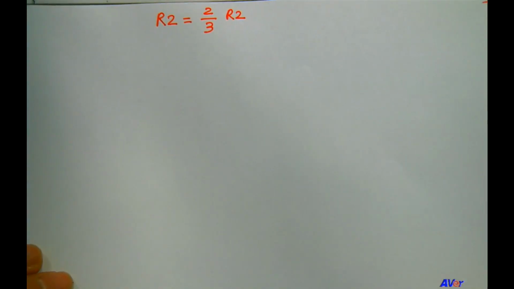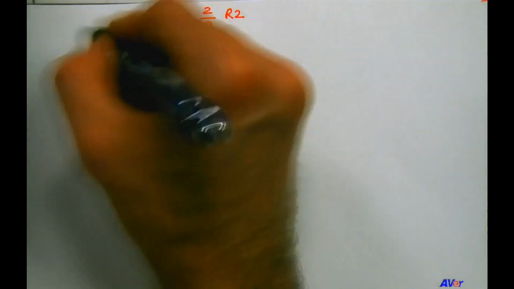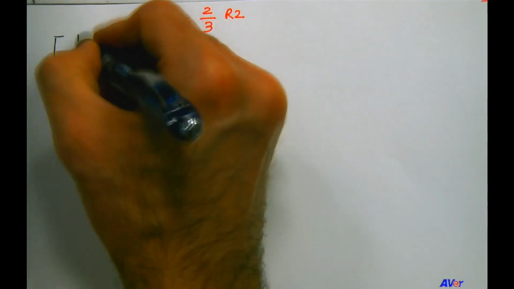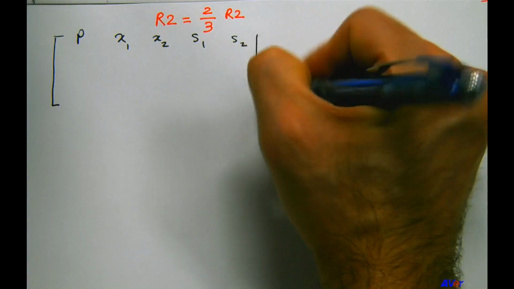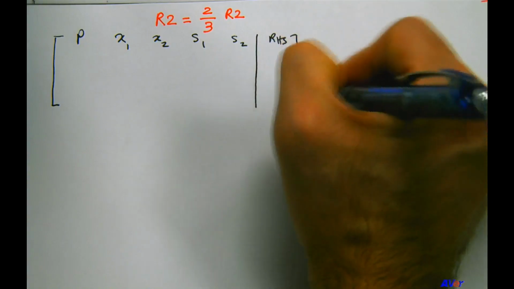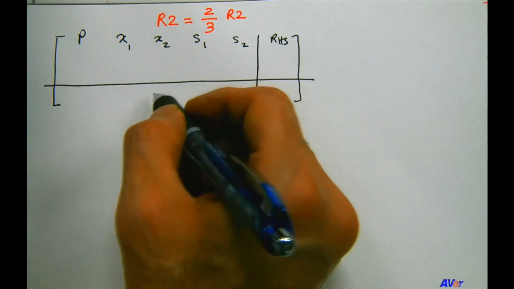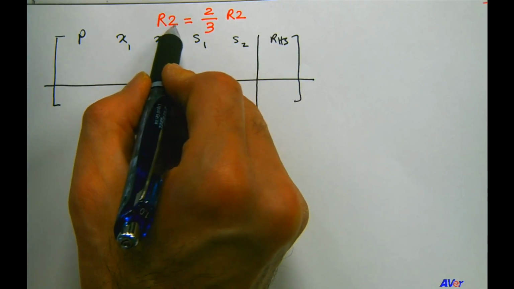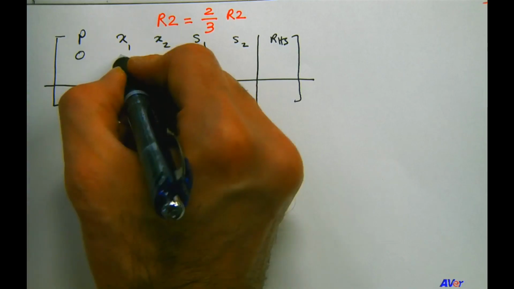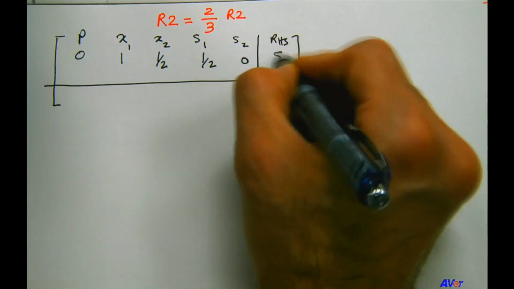All right, so I'm assuming you've done that. And so let me write down my tableau here. So we'll have the P, X1, X2, S1, S2, and the right-hand side column. And there's the dividing line for the objective row. Okay, so all we're doing, we're changing the second row, right? So the first row stays as it was, 0, 1, 1/2, 1/2, 0, 5.